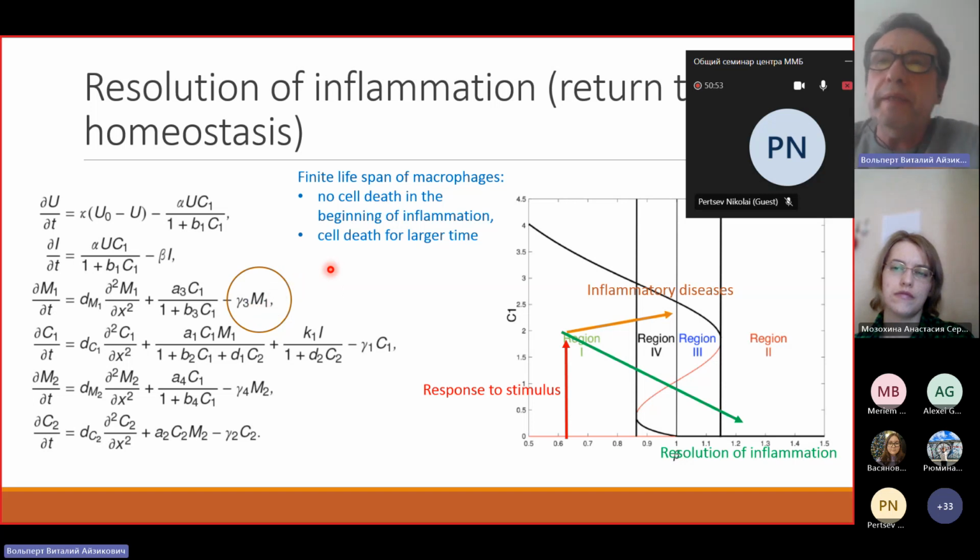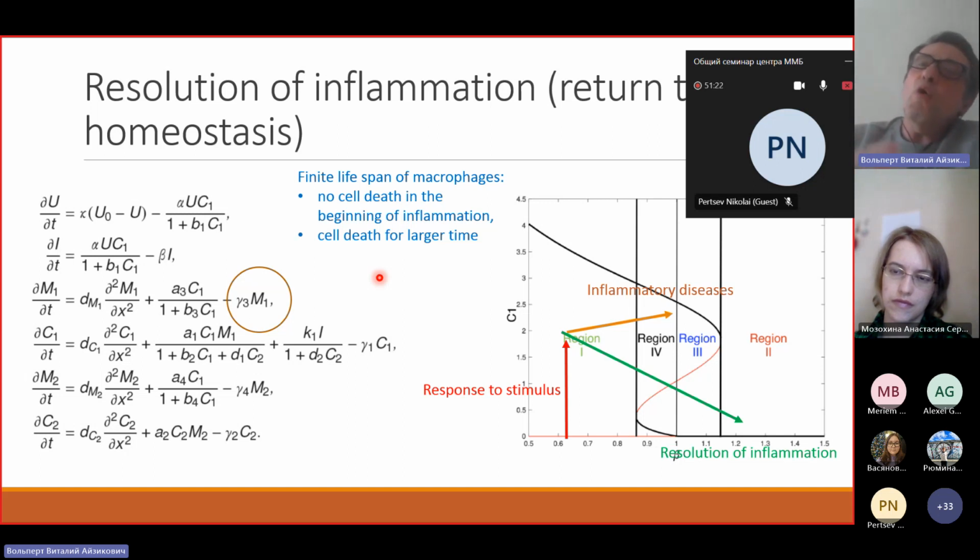These pro-inflammatory cytokines enter the tissue, but these macrophages have a certain lifespan. So the life duration of the cells is not very long. It is several days, like 4, 5, 6 days. First, when they come into the tissues, they don't die. So this is an interesting point, because rather often we write our models as ordinary differential equations, as partial differential equations.